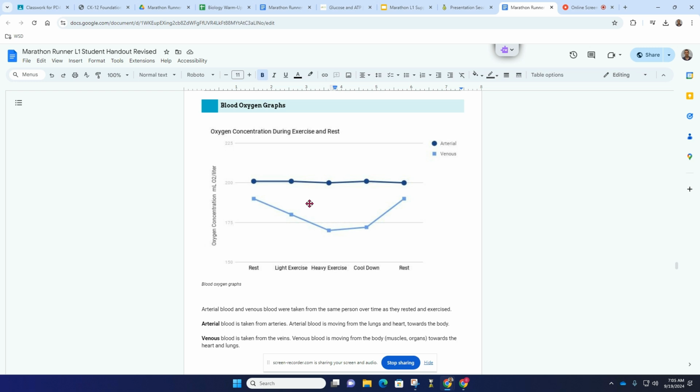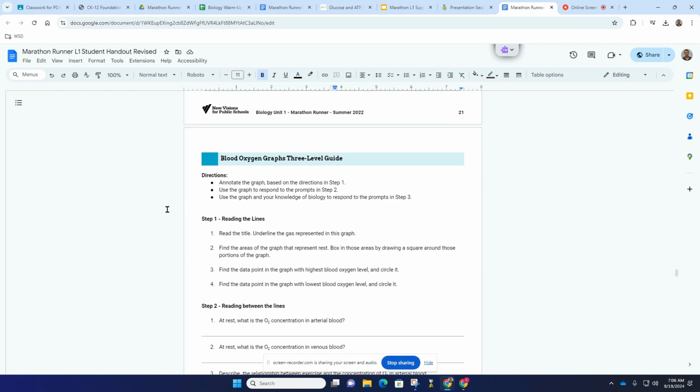And as always, just make sure you pause. If you need time to write, pause the video, record your thoughts, record your information, and then you can start the video again. That's one of the benefits of this format. So with that said, let's get started.